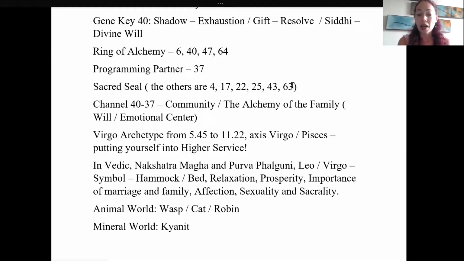And if we talk about the mineral world, here we have the kyanite. If you're into working with minerals and crystals, maybe include it in your work or in your surroundings. It might bring you closer to this activation and make it more alive in your life.